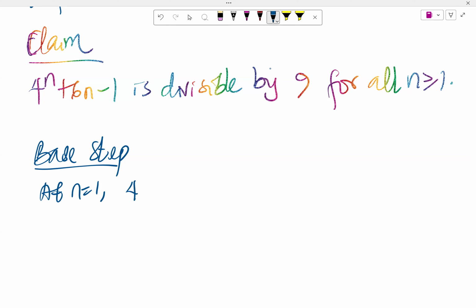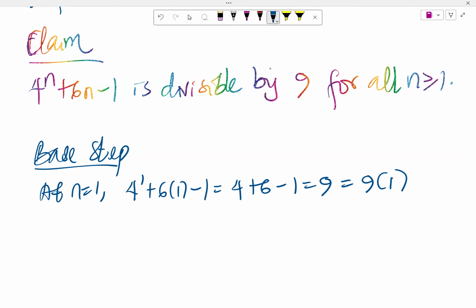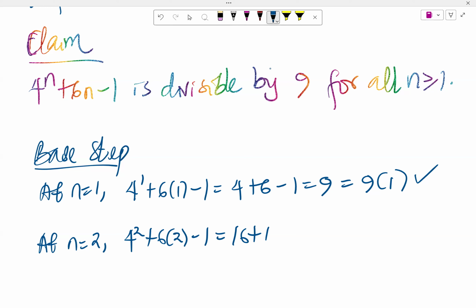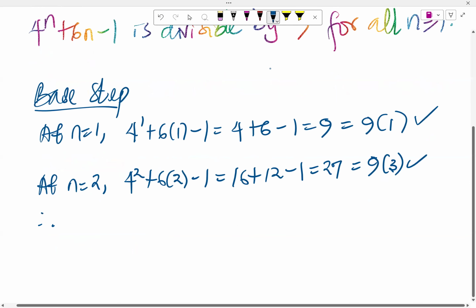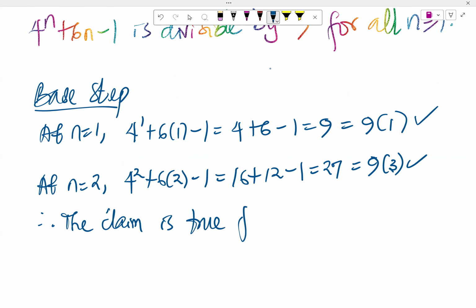At n equals 1, you have 4 raised to power 1 plus 6 into 1 minus 1, and that is 4 plus 6 minus 1, and that is 9. 9 is clearly 9 times 1, so it's fine. At n equals 2, which is not necessary, but I always like to do, you have 4 raised to power 2 plus 6 into 2 minus 1. 4 raised to power 2 is 16, 6 times 2 is 12, so 16 plus 12 is 28, minus 1 is 27. And that is 9 times 3. So that also works. Therefore the claim is true for the base step.